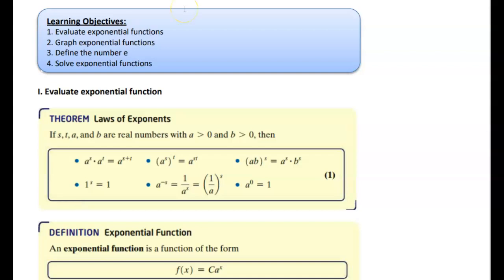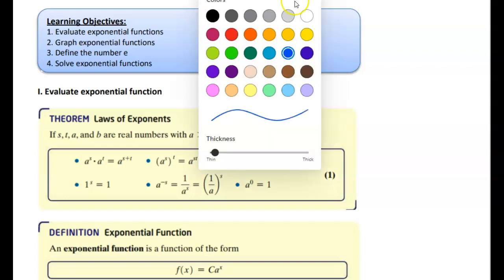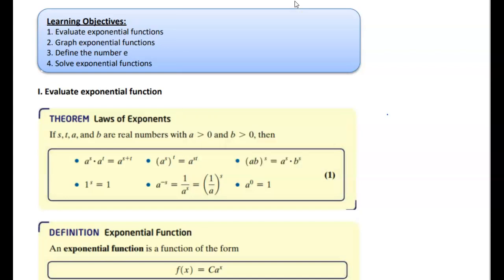When working with exponential functions, we want to remember the laws of exponents. These are basically embedded throughout everything that we do with exponential functions. If you have the same base and you're multiplying two factors, then the exponents add. This also applies to division: if you divide things with the same base, then the exponents subtract.